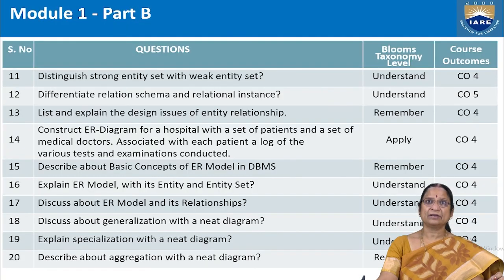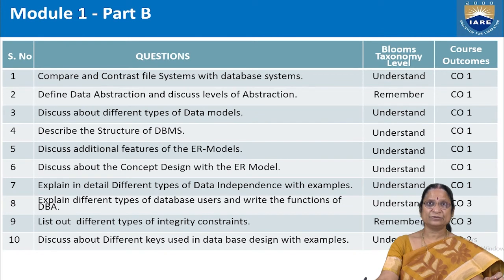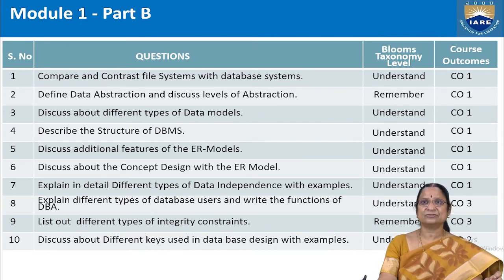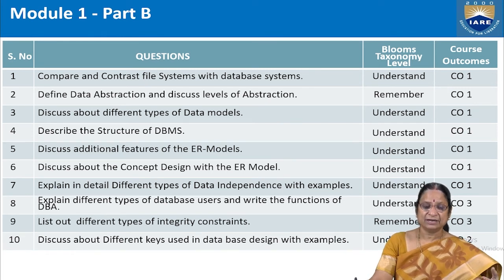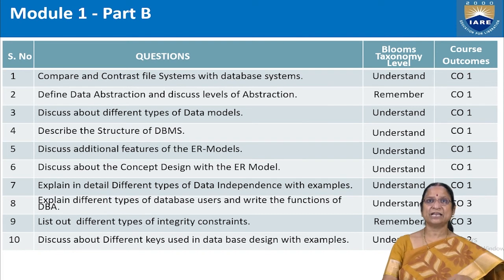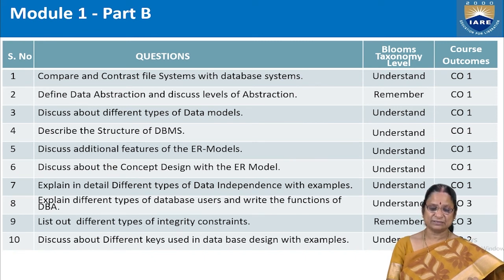Coming to part B, most of the questions are theoretical questions which we discussed already. Compare and contrast file management system and database systems, completed. Definition of abstraction and levels of abstraction was defined. Discuss different types of data models. Even in the definitions and terminology, I discussed the data models: object database models, record based data models, and physical models. We discussed various types of data models.